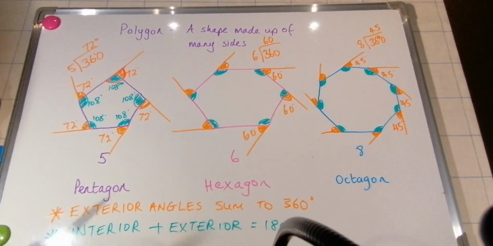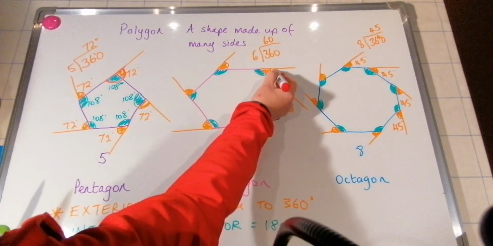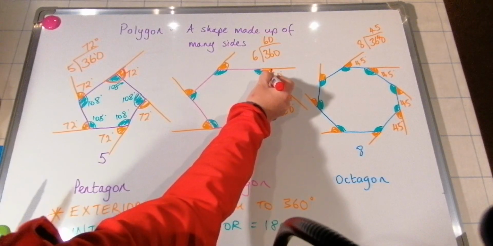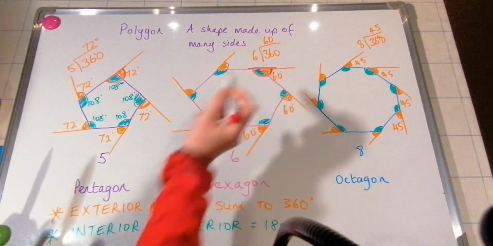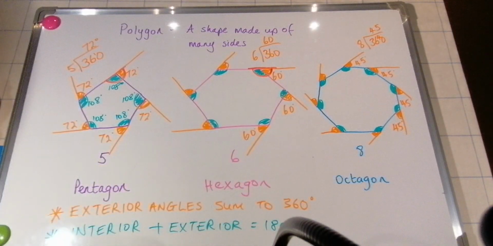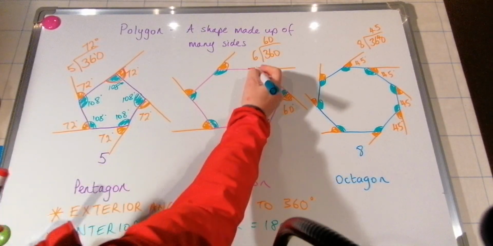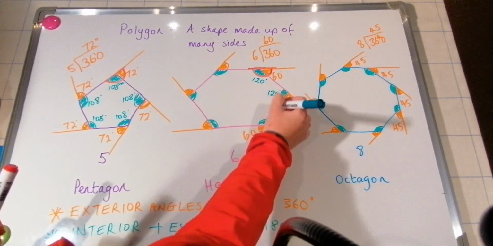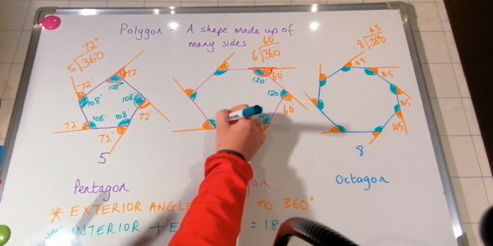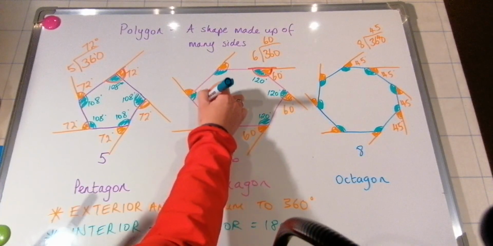Pick an exterior angle there. Let's say I pick this one here, that's sitting there at 60. That exterior angle plus that interior angle are sitting on a straight line. So together they have to add up to 180. So 180, take away the 60 I already know, leaves me with 120. All them angles inside my hexagon are going to be 120 degrees each.